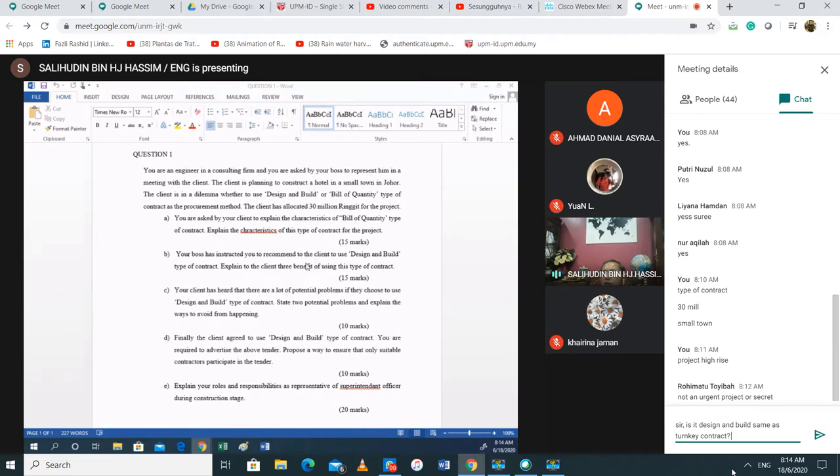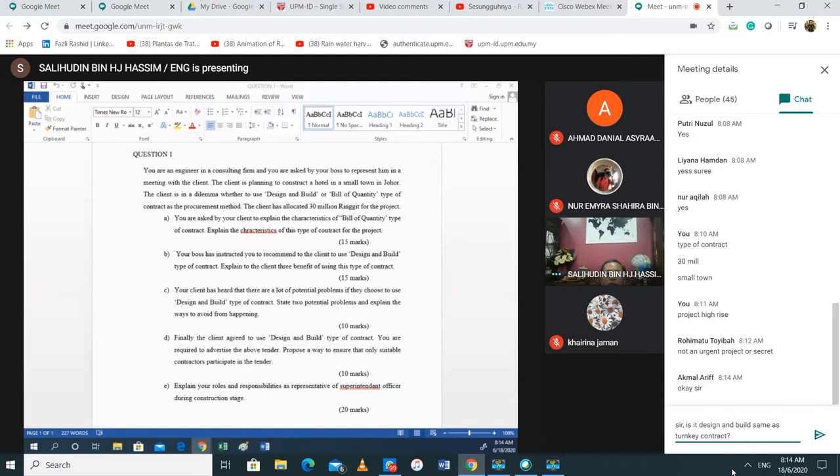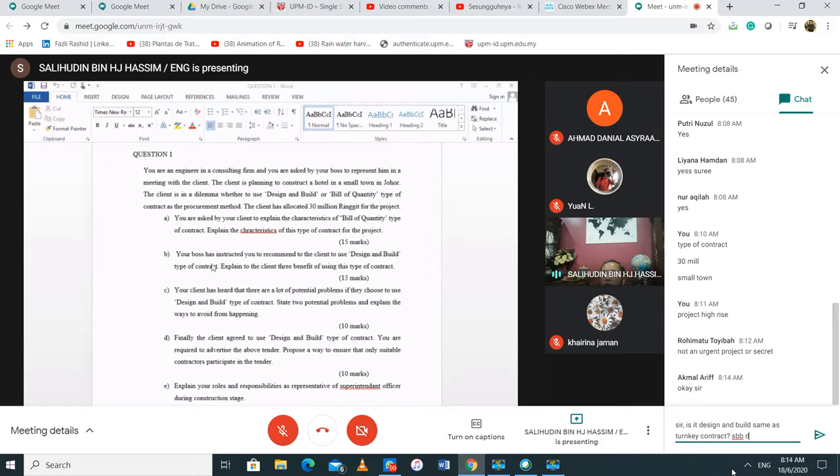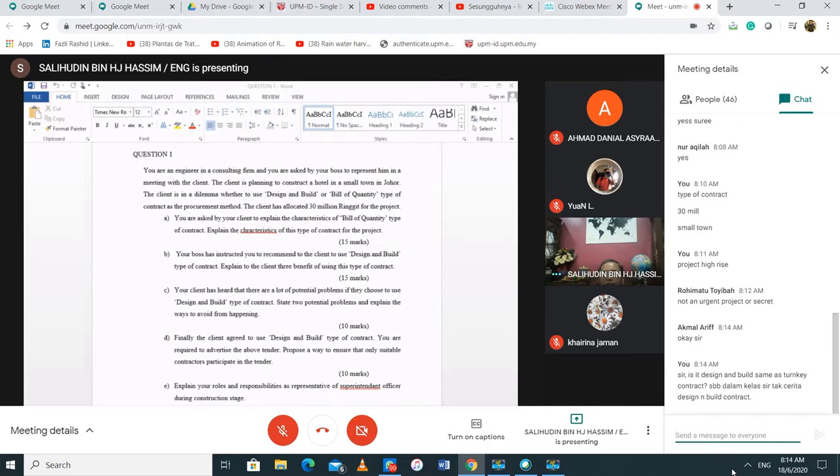So the three benefits, of course, you can cut short the time, because now you don't have to wait for the things to be completed. The consultant, the contractor will submit, then one point of reference, the contractor will do it all. Then of course the client can have various types of design coming from the contractors for them to choose from. Okay. Design and build is the same as turnkey contract.